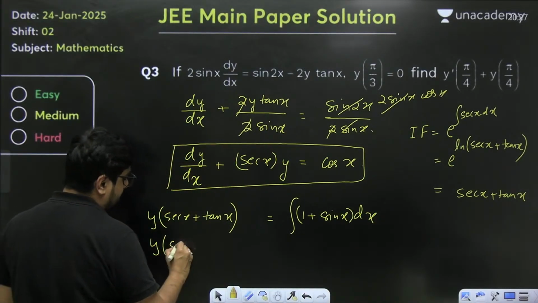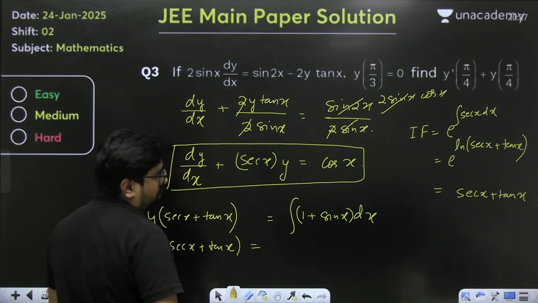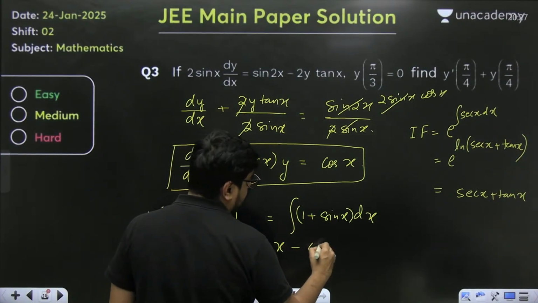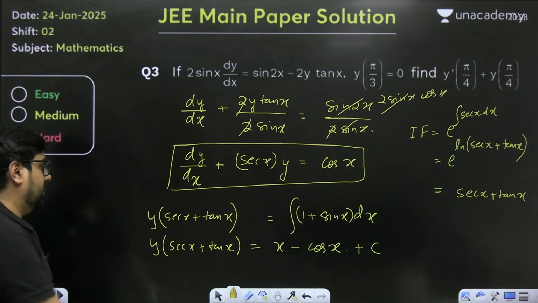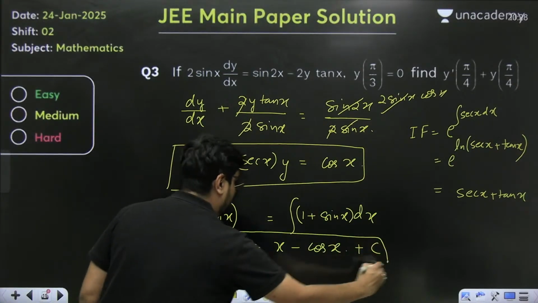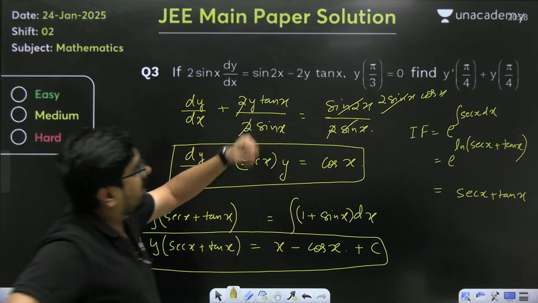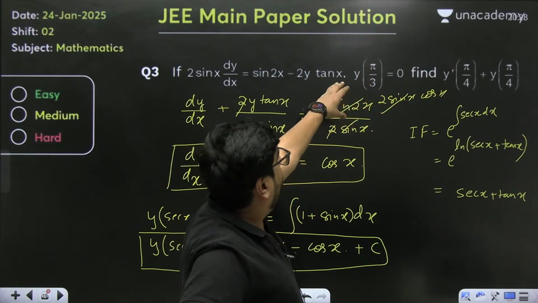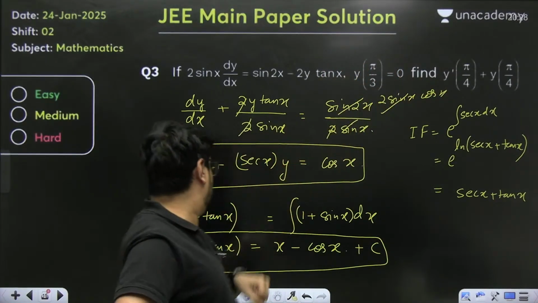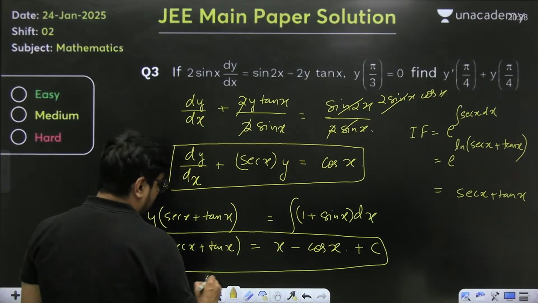So what will this become? Y into sec x plus tan x as it is equal to x minus cos x plus c. This will be my solution of the differential equation given to me. Now from here, two things are given to me. Acha, here also they still want you to calculate. Y of pi by 3 equal to 0 is given to you. Y of pi by 3 equal to 0, that means this side will become 0.